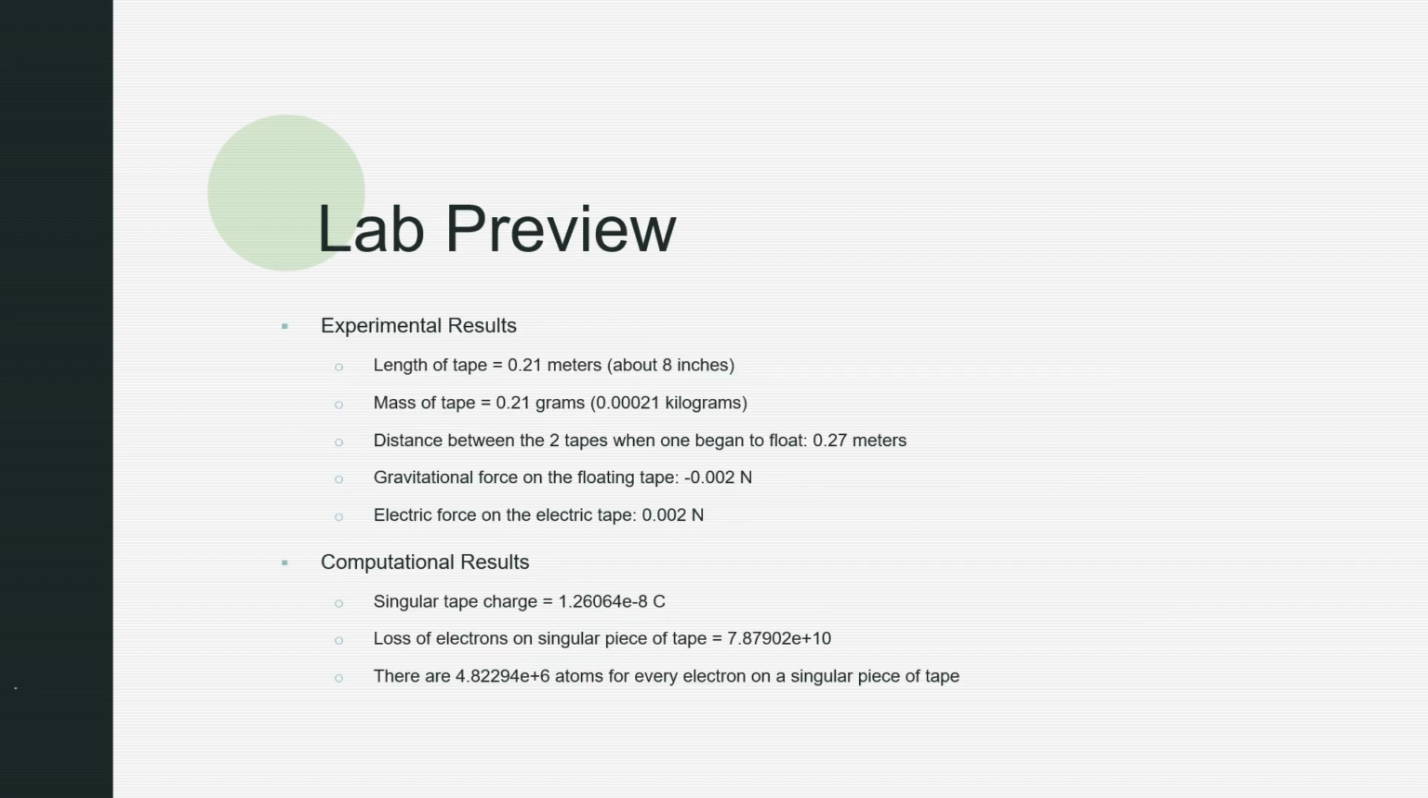For our lab preview, our experimental setup provided these results. The length of the tape was 0.21 meters, the mass was 0.21 grams, the distance between the tapes when one floated was about 0.27 meters, the gravitational force was negative 0.002 newtons, and the electric force was 0.002 newtons. GlowScript calculated the charge on one piece of tape as 1.26 times 10 to the negative 8th coulombs, and the tape lost 7.88 times 10 to the 10th electrons during charging.